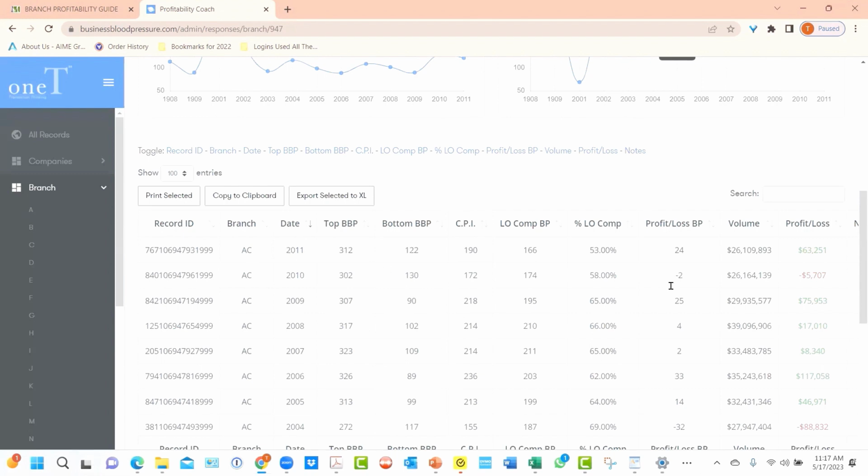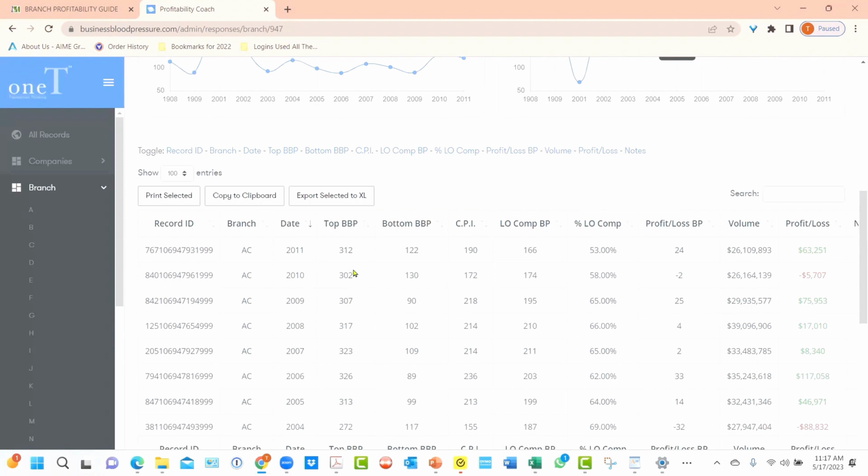He made $63,000 in month 11, but in month 10, he lost $5,700. It dawned on me, first of all, let's look at the difference between the two of these. This shows you the two branches doing 26 million. It's a whole lot of volume, folks. Yes, this is during refi mania, but it's irrelevant. This could be today. It wouldn't matter.